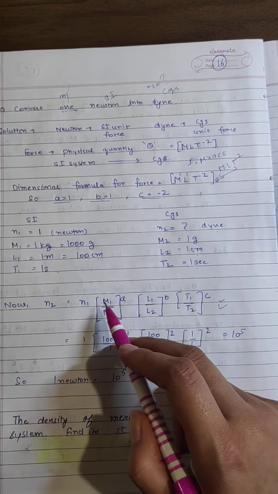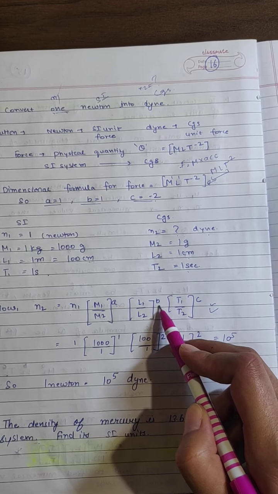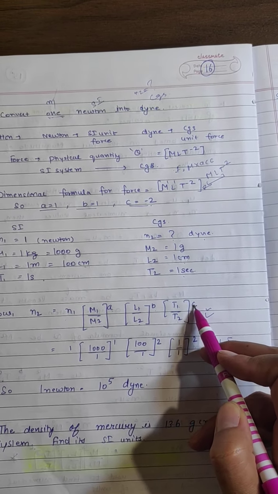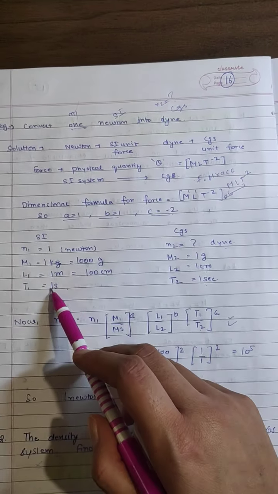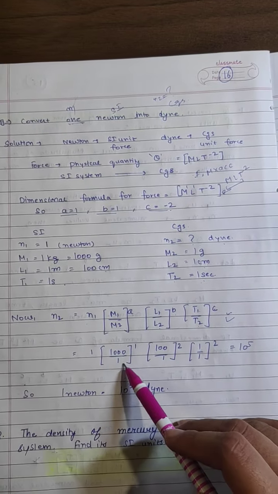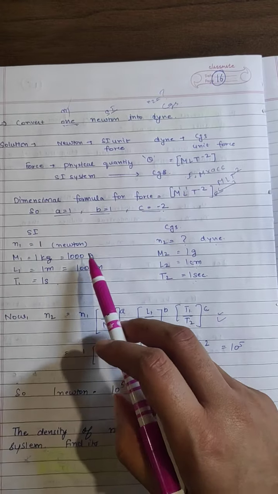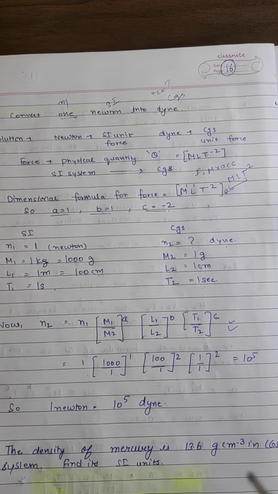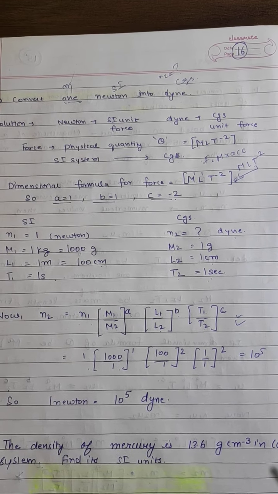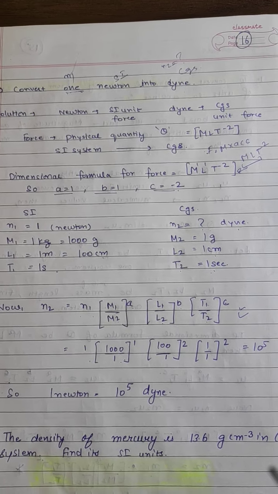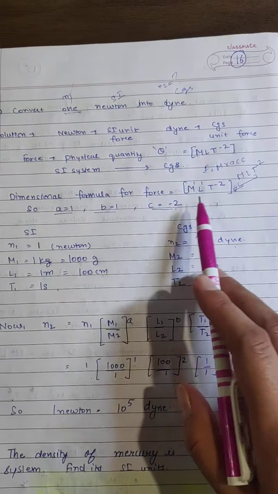Now let's use that formula which we have derived earlier. n2 is equal to n1, M1 by M2 raised to the power a, L1 by L2 raised to the power b, T1 by T2 raised to the power c. We have used the same formula. Now we have written all the values here. We have to substitute it here. What is n1? This is 1. Put here. What is M1? 1000. What is M2? That is 1 gram. Put the value. L1 is 100, L2 is 1. T1 is 1, here T2 is again 1. After that put the values of a, b, c. We have already found it.